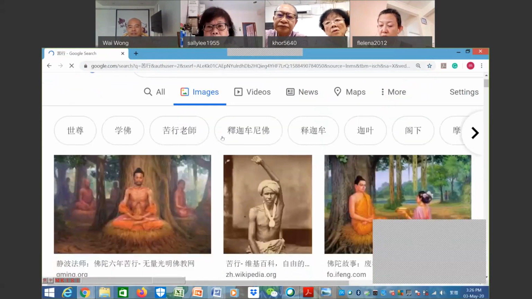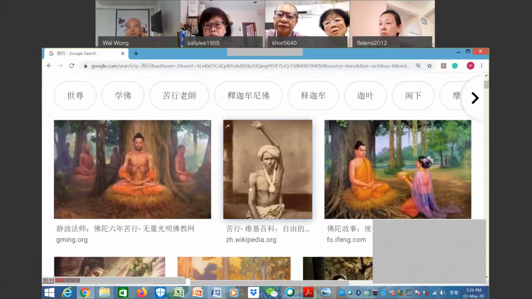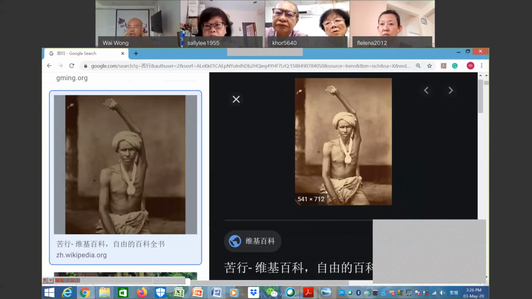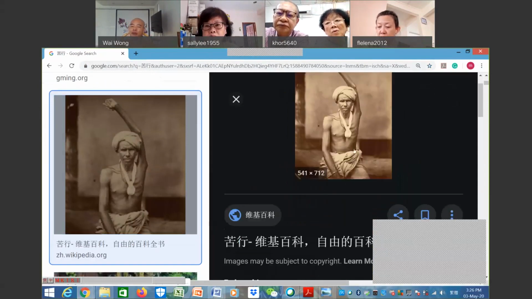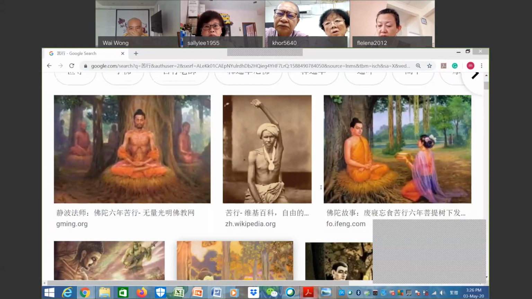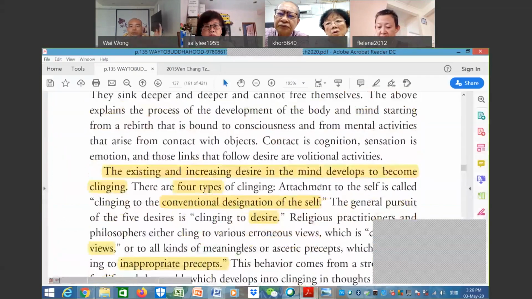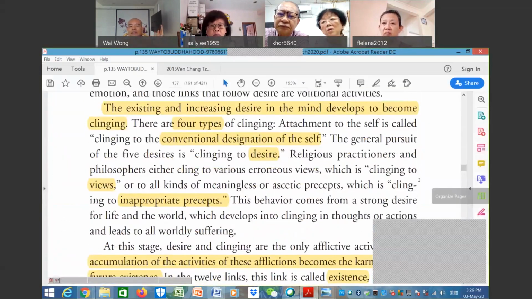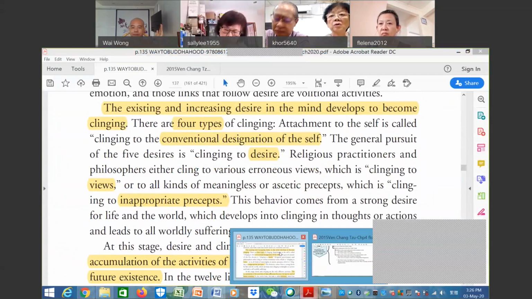For example, you see, this is one of the ascetic practices. According to their belief, maybe you just raise up your hand, it will lead to nibbana for them. But for us, it is one of the clinging, we call it erroneous view. We got four types. This is part of the clinging to inappropriate precepts.